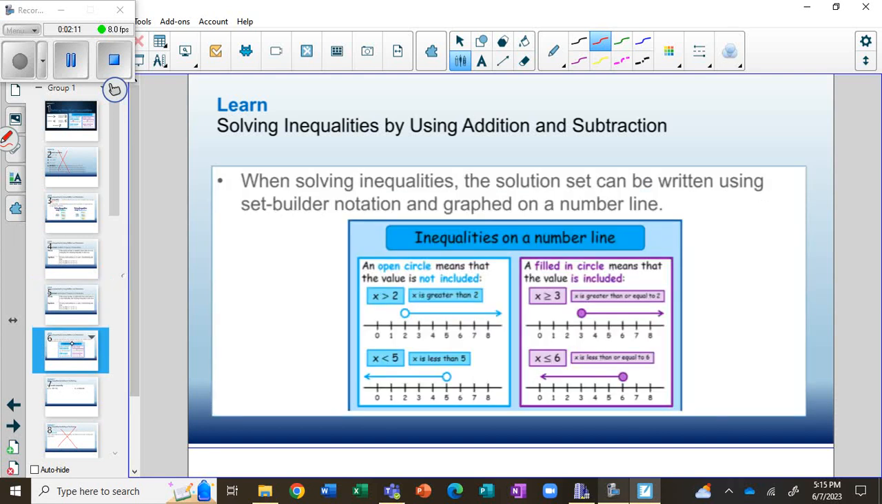So when we solve these inequalities, the solution set can be written using set-builder notation and graphed on a number line. So again, set-builder notation means you have the braces here, x such that, wherever the variable is, x is less than 4. That would be an example of set-builder notation.